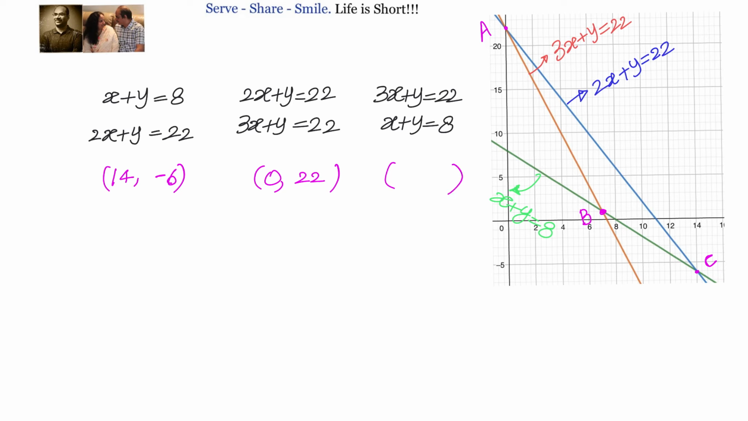We have x plus y equals to 8 and 3x plus y equals to 22. Subtract them, you get 2x equals to 14. That means x equals to 7. So y equals to 1. So this is what we have now.